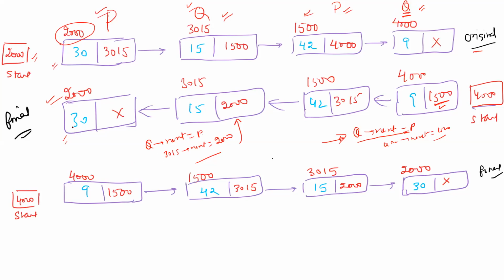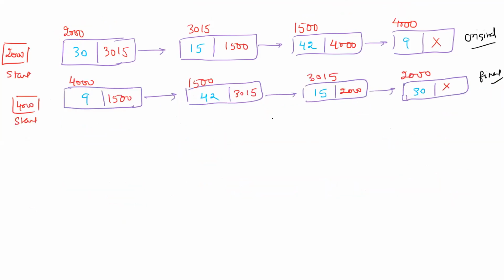Now you can rewrite this final output, the reversed pointers, in this form also. That means the first node here is 9 with 1500, and the next node is 1500 with value 42 and 3015 as address, and next is 3015, value 15 and 2000, and so on till the last node, which is this one. Now this is the original version of the linked list, and after reversing you will get this as output, which is what is desired by our program.